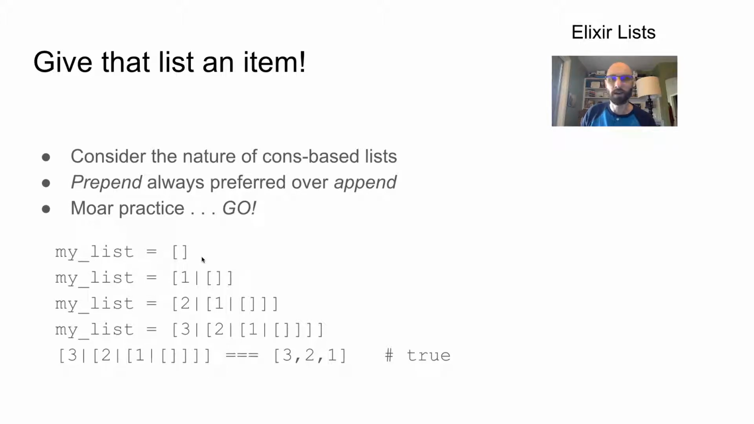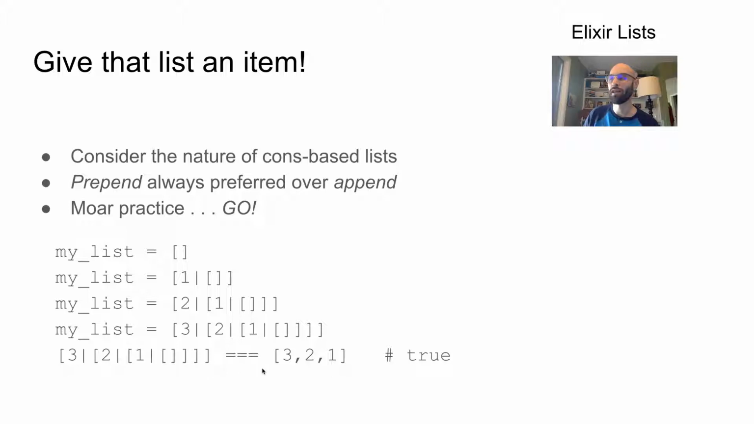And what I've done here is I've written out a list in longhand form, which keeps the cons cells in the definition. So we have my list being an empty list, then we have my list being bound to a list with list item 1 constructed to an empty list, and we have my list being bound to a list with 2 constructed to a list with 1 constructed to an empty list. And I'm not going to read the last one.